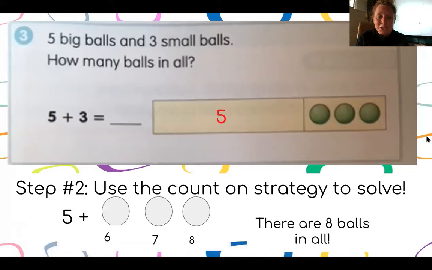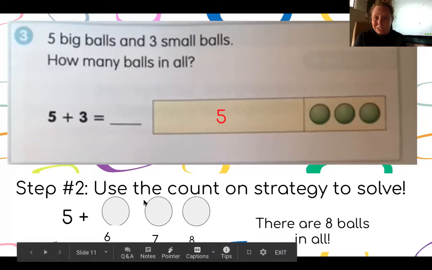Welcome back. You should have put a 5 in the big square because when we are counting on, it is easiest to start with the biggest number. Watch me. I know that I have 5 big balls and 3 small balls, and I know 5 is the biggest number. Watch this. 5, 6, 7, 8. I could use the count on strategy to solve. 5 plus 3 more equals 8 in all.